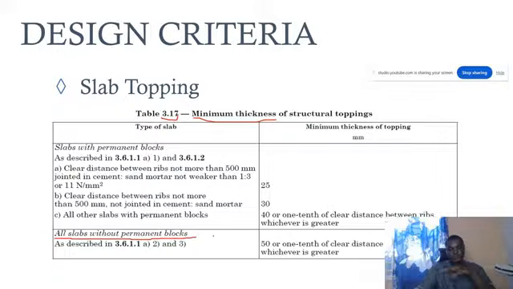So what the code recommends is the minimum thickness should be 50 mm or 1/10 of the clear distance between the ribs, whichever is greater. So if your spacing between the ribs is 400, for example, 1/10 of that is 40 mm. So that means between 40 and 50, whichever is greater is what you are going to select as your slab topping.